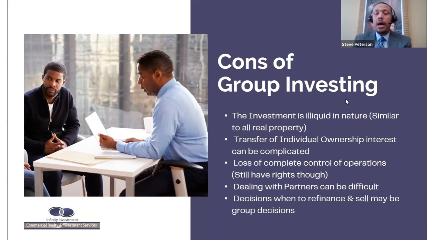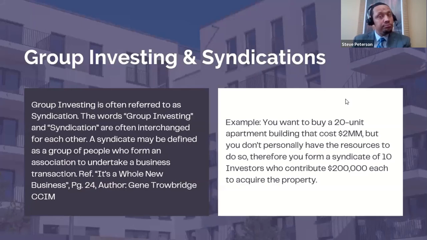Decisions on when to buy, sell, or refinance are group decisions, and dealing with partners can be difficult, just like dealing with people in business in general can be difficult. So I want to break these down, but I don't want to make it seem like the end of the world, because it ain't, right? These are just some things to understand and consider. It's like what Tim Grover said, pressure is a privilege. And these are some of the pressures that come along with the glamour of syndicating properties. Now, you be the judge. I think pros outweigh the cons by far and away, but I'm always going to break it down to you guys and keep it real from both sides of the fence.